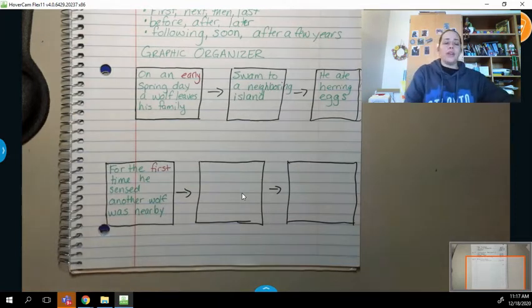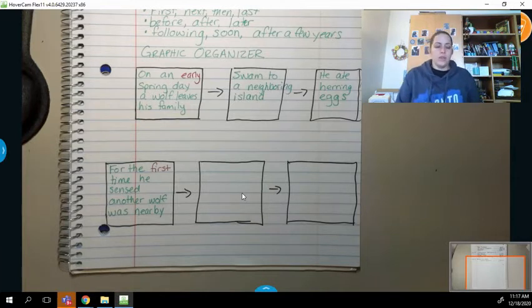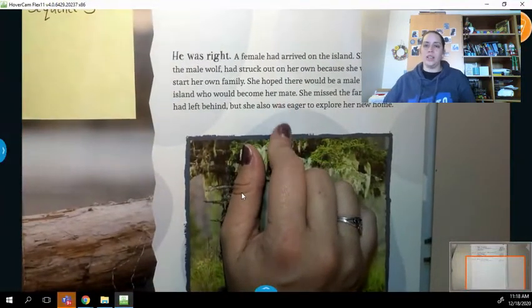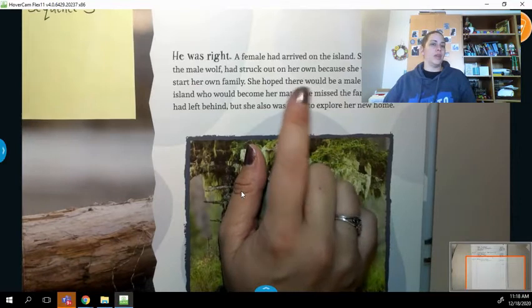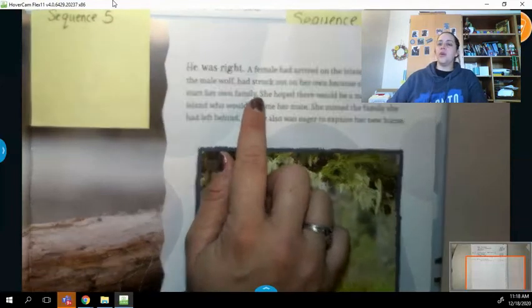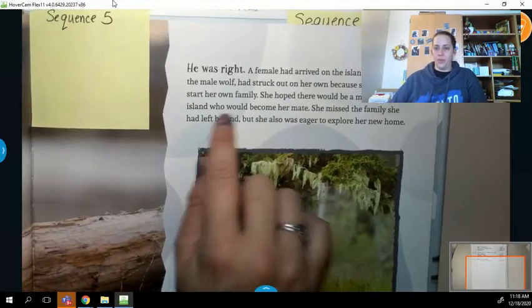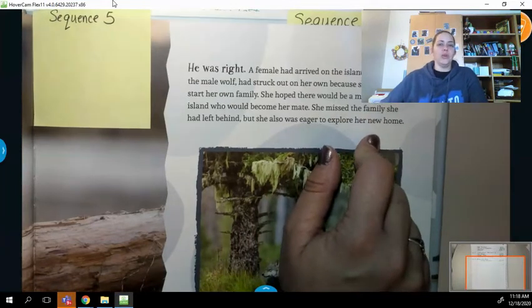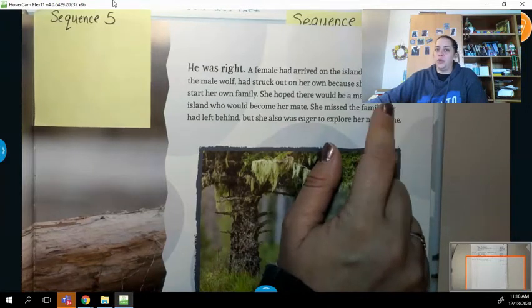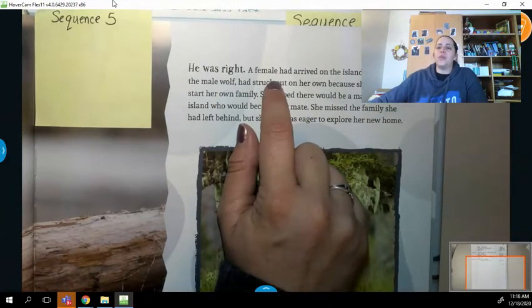All right, so what happened after he sensed the wolf nearby? Did he just say, okay, whatever, it's all good, we're living in the same land? No. It says he was right. A female had arrived on the island. Maybe it's the lady wolf that he's been waiting for. Maybe it's his mate. She, like the male wolf, had struck out on her own because she wanted to start her own family. She hoped there would be a male wolf on the island who would become her mate. She missed the family she had left behind, but she was also eager to explore her new home. So he was right. A female had arrived on the island.